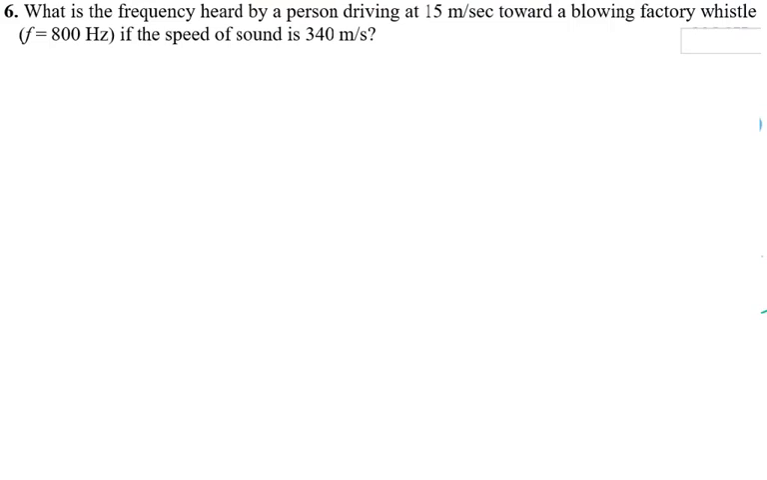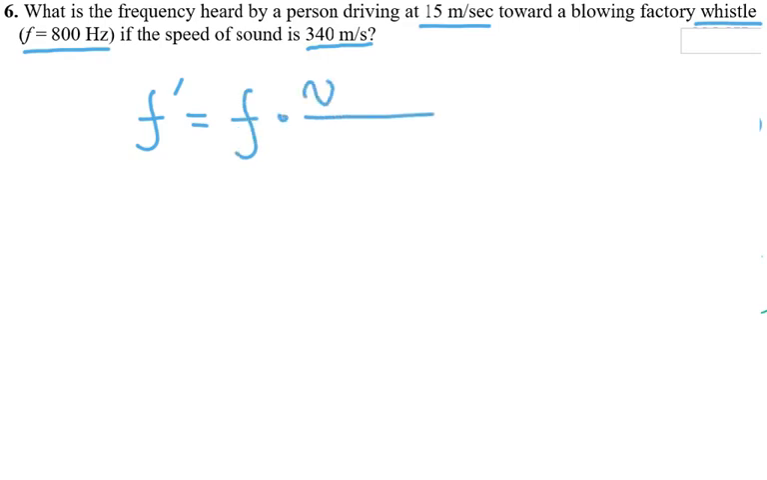Here's another example. What is the frequency heard by a person driving 15 meters per second toward a blowing factory whistle that produces a frequency of 800 hertz if the speed of sound is 340? Again, I'm going to start with the new frequency that is heard, which equals the initial frequency times the velocity of sound in the medium, which is 340, plus or minus the velocity of the observer, over plus or minus the velocity of the source.